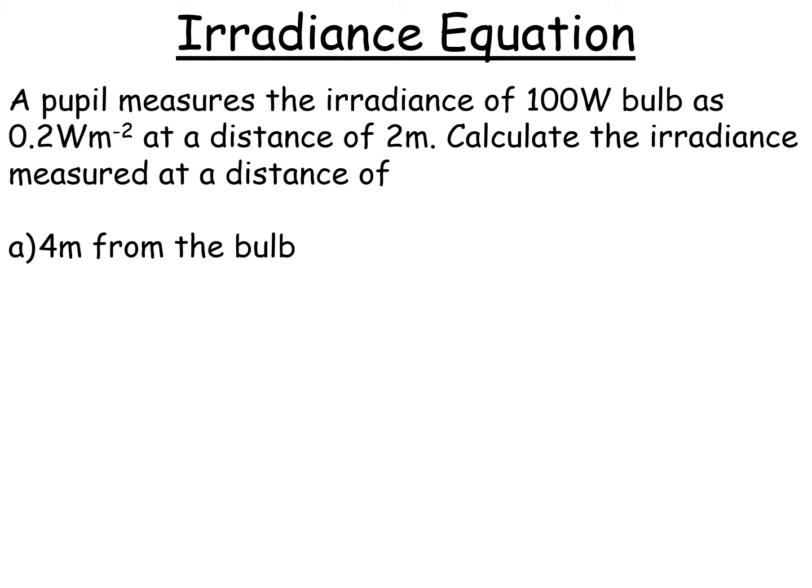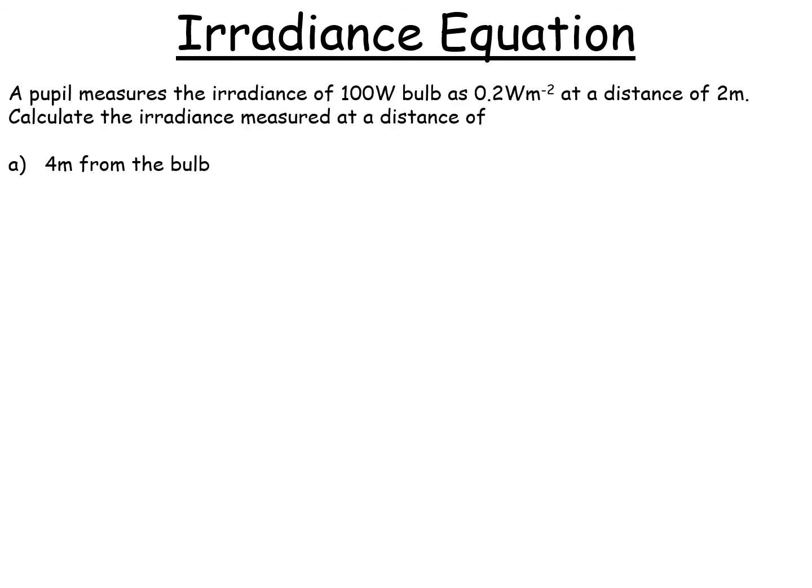So let's just get straight into an example. As always, if you feel confident, try this yourself. Otherwise, I'll take you through the solution. A pupil measures the irradiance of a 100-watt bulb as 0.2 watts per meter squared at a distance of 2 meters. Calculate the irradiance measured at a distance of 4 meters from the bulb.